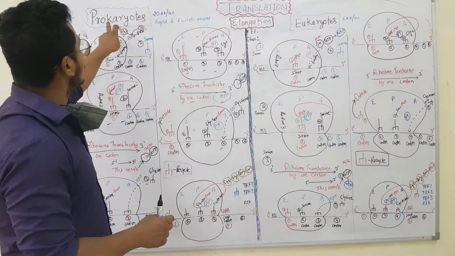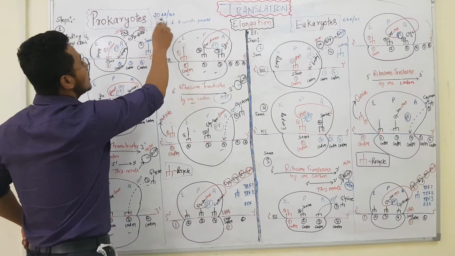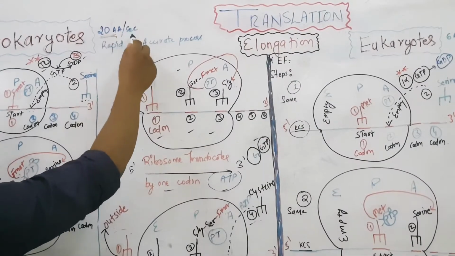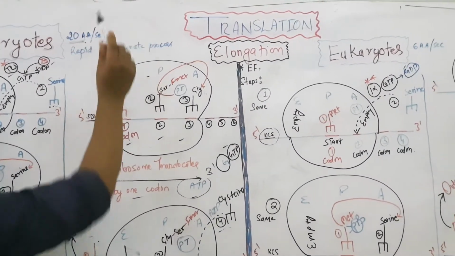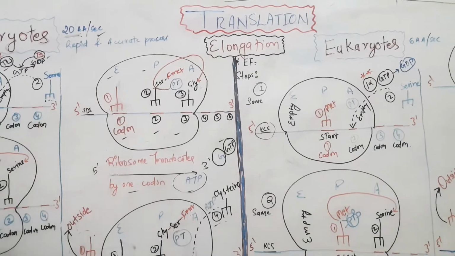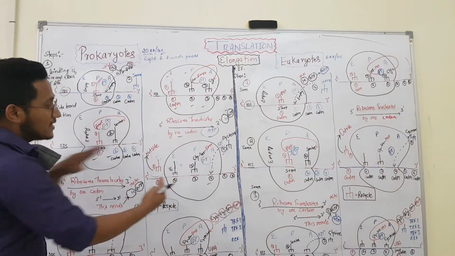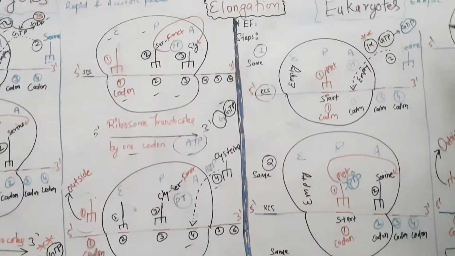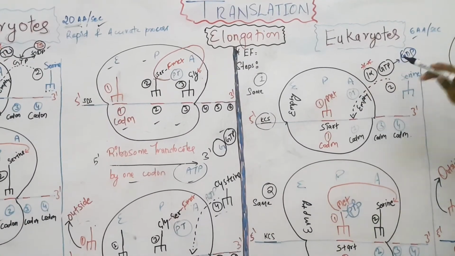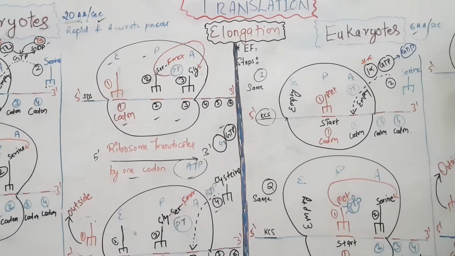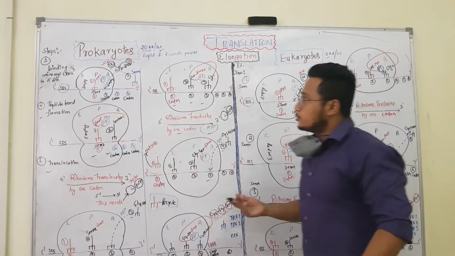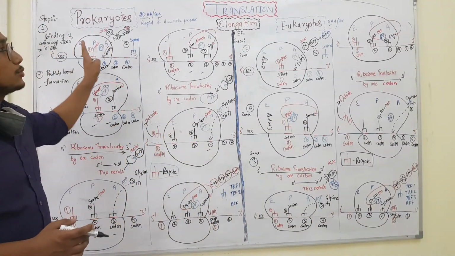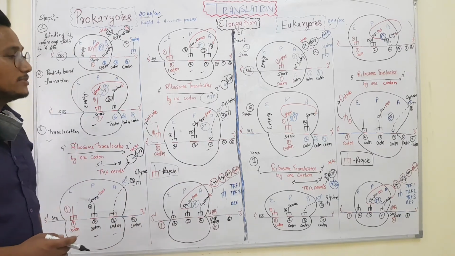But notice, in prokaryotes, the rate of incorporating amino acids into the peptide is 20 amino acids within 1 second. So both these processes are very rapid and accurate. While in the eukaryotes, the process is slightly slower than in prokaryotes, because only 6 amino acids are incorporated per second. So, well, this is translation elongation, how it occurs in prokaryotes and eukaryotes. So, in the next video, we will be talking about termination.